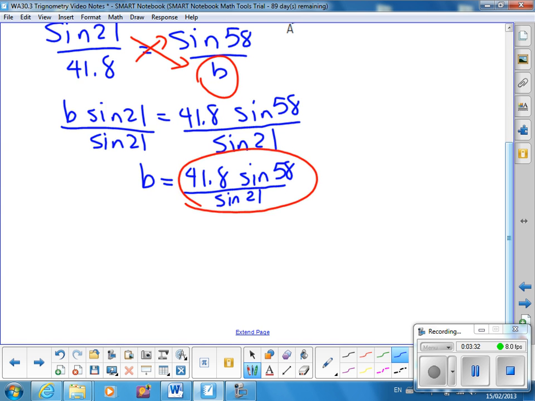So put in the value 41.8 times sine 58, press equals, and then divide by sine of 21. Some calculators you won't need to press the equal sign, sometimes you will in the middle. So b equals 98.9 centimeters.